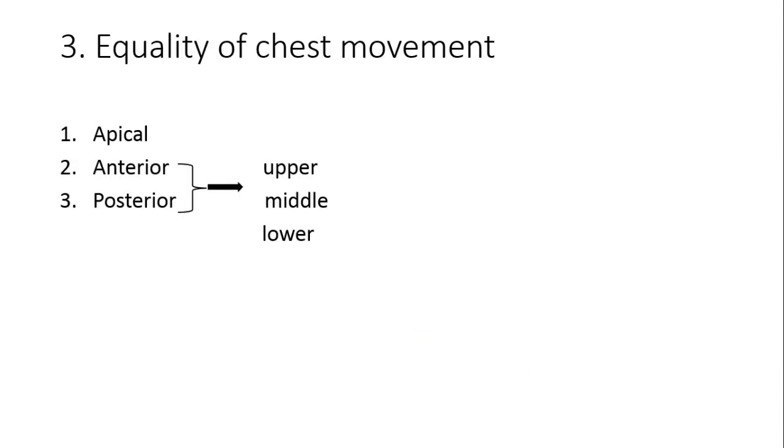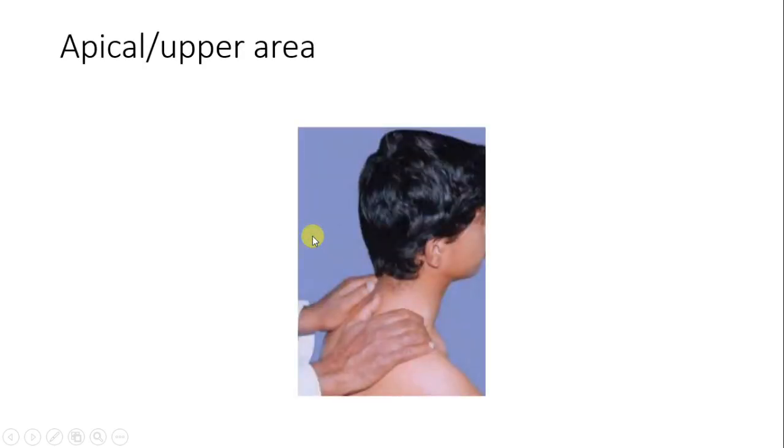Then equality of chest movement. Chest movement is almost equal on both sides of chest and it is symmetrical. We can assess this chest movement in 3 parts: apical, anterior and posterior. Anterior and posterior are also assessed in upper part, middle part and lower part. So now let's first describe apical chest movement.